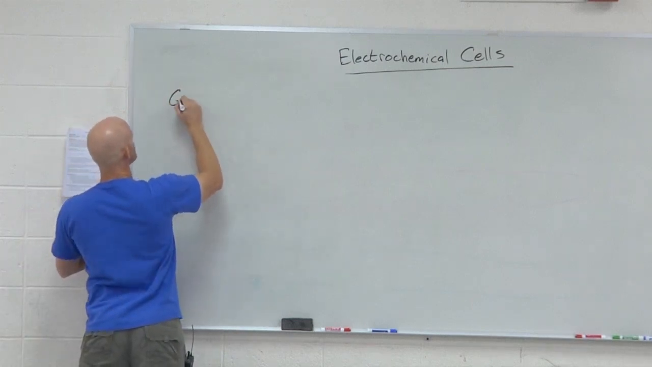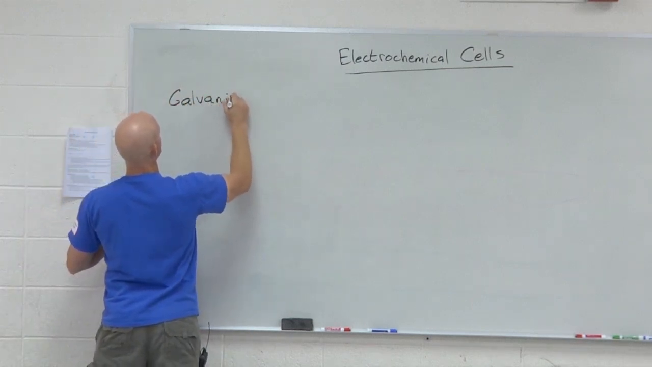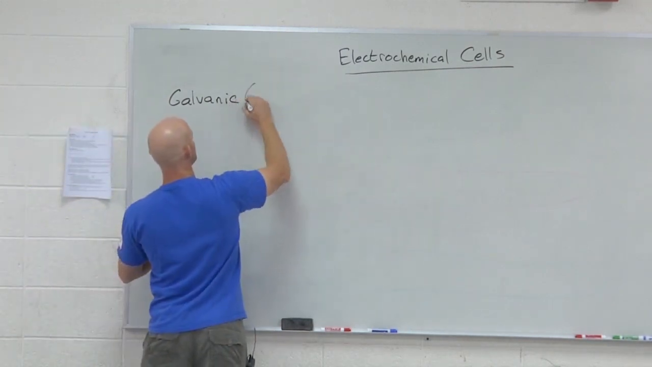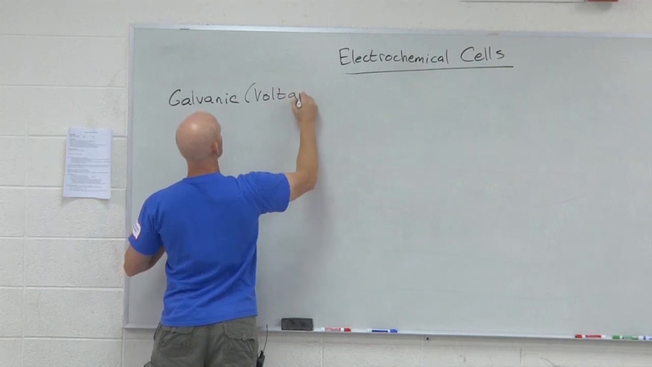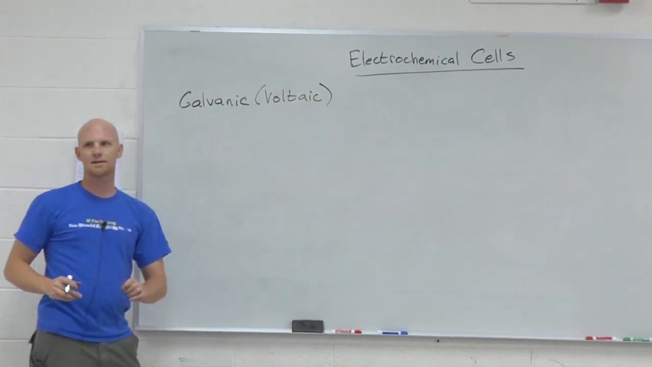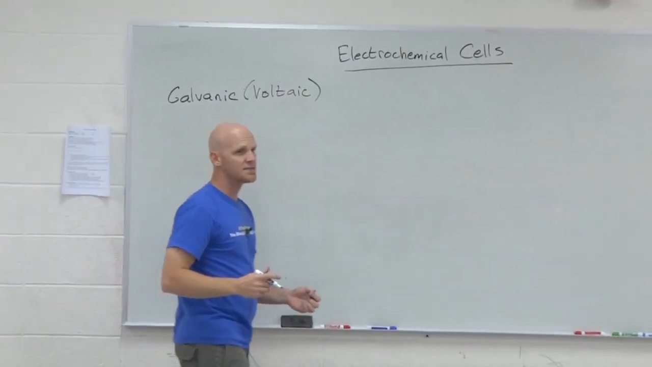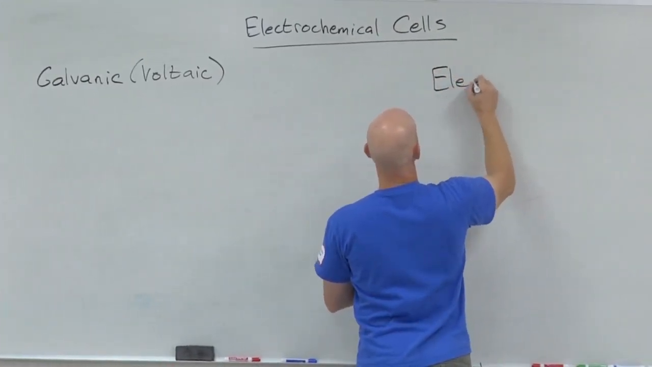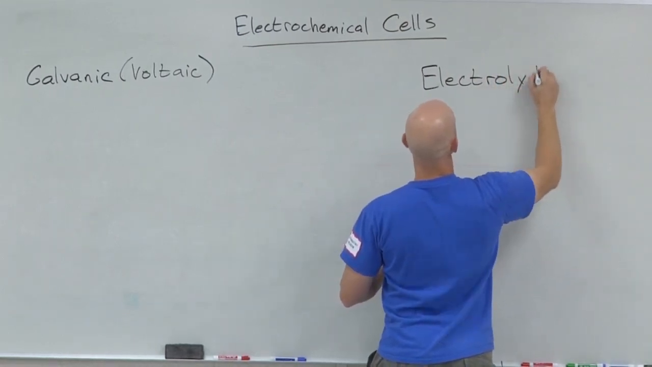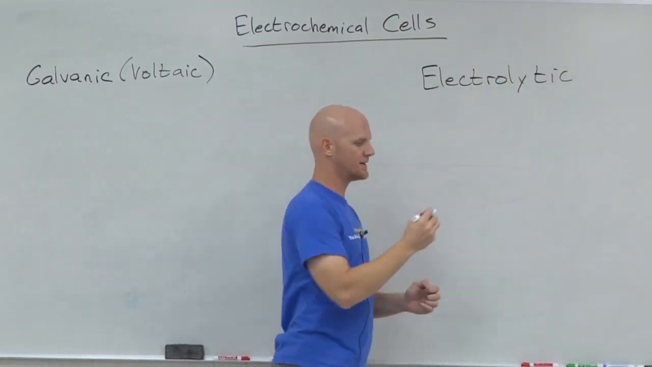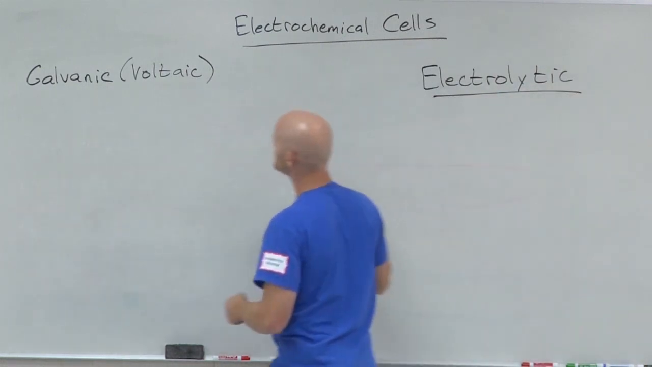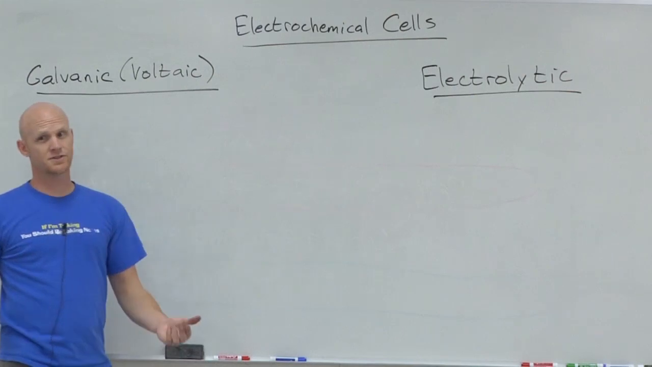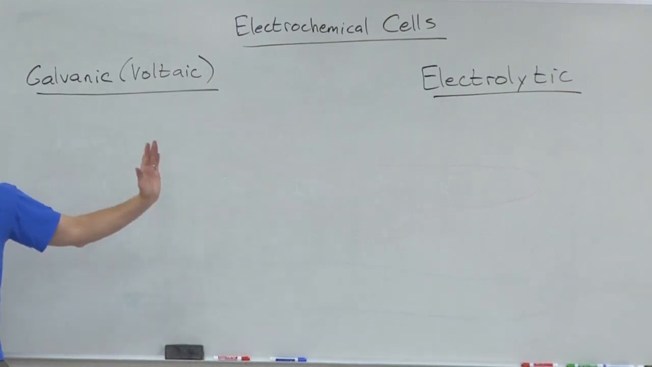And so one of your major types are called galvanic cells. And a synonym for this is voltaic cell. It means the same thing. The second major type is called electrolytic. Cool. These are your two principal types of electrochemical cells. That's it. That's all you got to worry about.